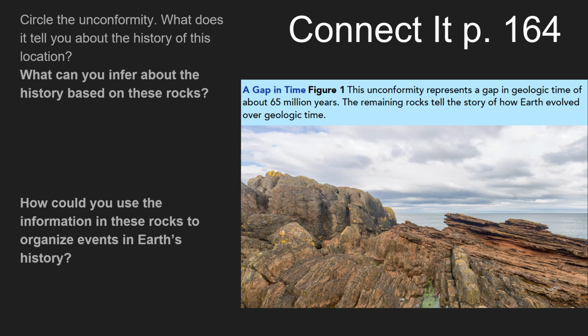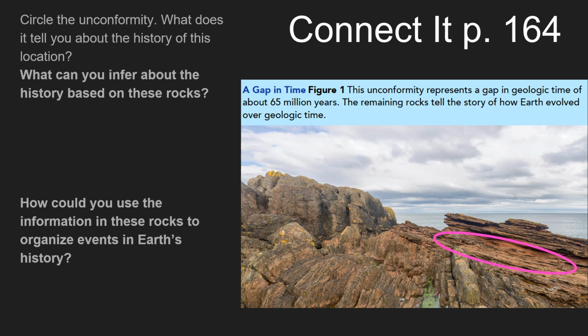What can you infer about the history based on these rocks, and how could you use the information in these rocks to organize events in Earth's history? So, a gap in time, figure 1. This unconformity represents a gap in geologic time of about 65 million years. The remaining rocks tell the story of how Earth evolved over geologic time.